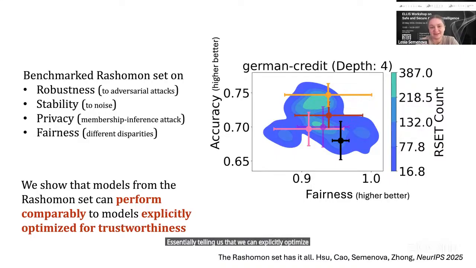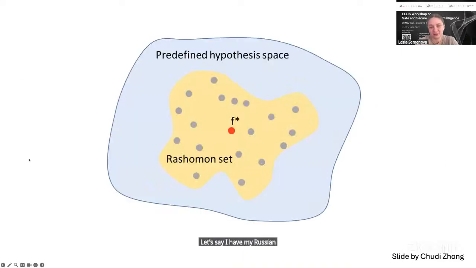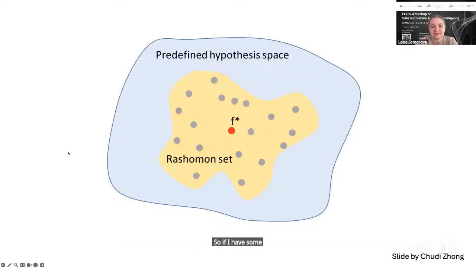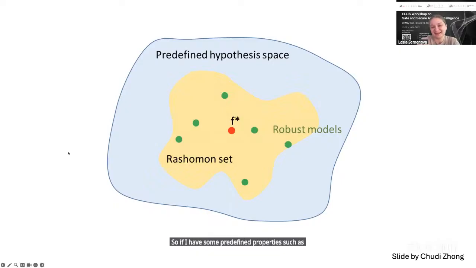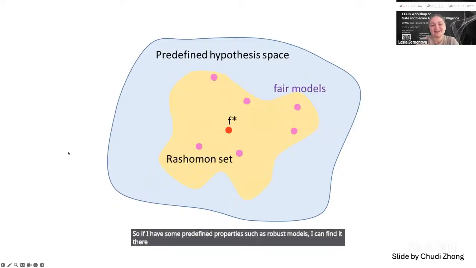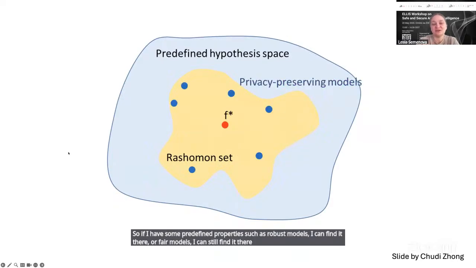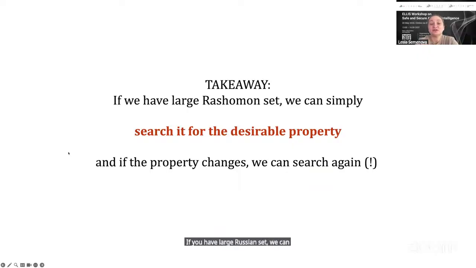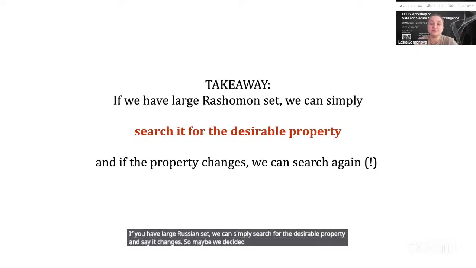essentially telling me that we can explicitly optimize for trustworthiness. So what does it mean for the bigger picture? Let's say I have my Rashomon set, and we already know there are methods to compute models from it. So if I have some predefined properties, such as robust models, I can find them there. Or fair models, I can still find them there. Interpretable models or privacy-preserving models, which leads us to our takeaway. If we have a large Rashomon set, we can simply search for the desirable property, and if it changes, say maybe we decided to be interpretable and private, we can search for it again.